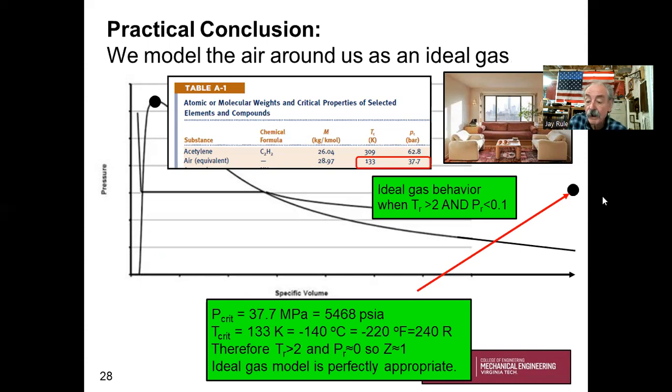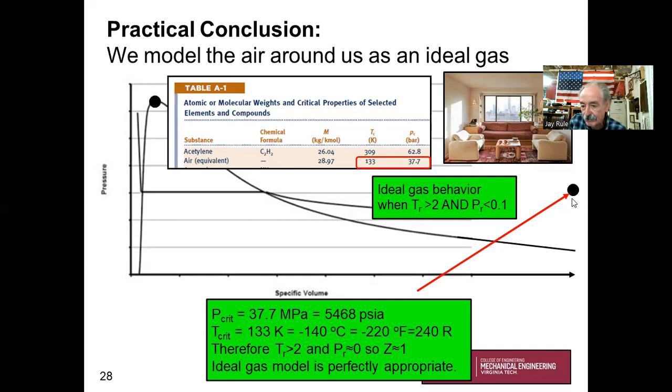Okay, so where does our living room air fit on the PV diagram? Here was the critical point we looked up. And here we are, sort of, we're not really to scale, but recognize that we're at a much lower pressure than the critical point pressure, and we're at a higher temperature than the critical point temperature.